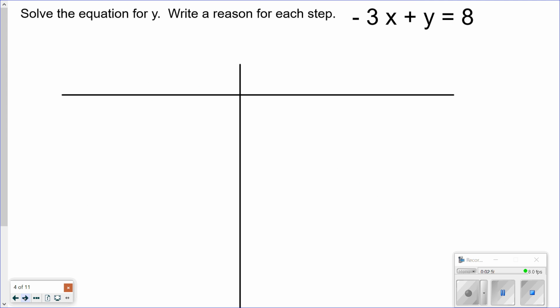Let's do the same thing. So solve the equation for y. Write the reason for each step. So here's my two-column table. In this first column, I'm going to write equation. And in the second column, I'm going to write reason.